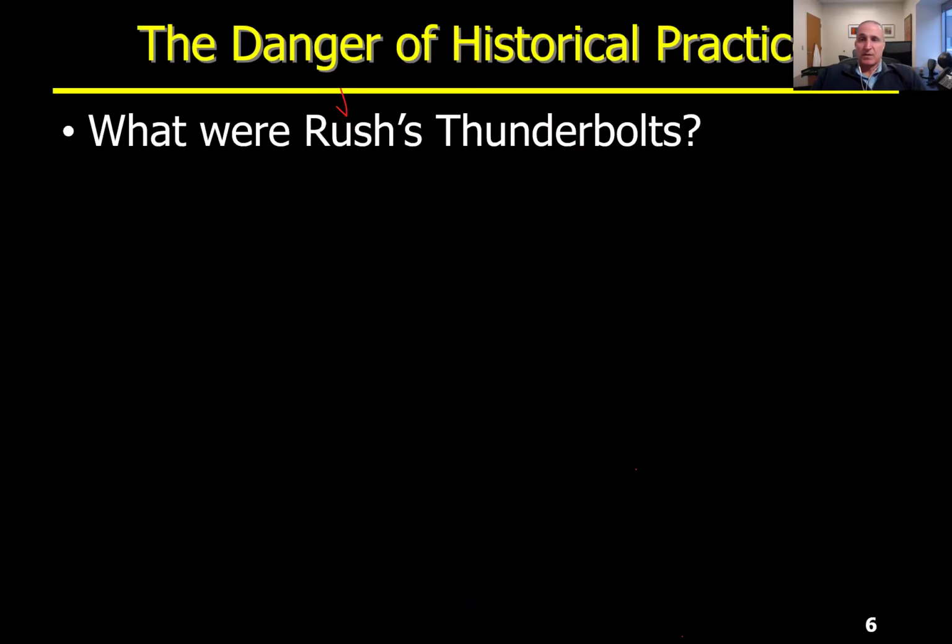What were Rush's Thunderbolts? Rush's Thunderbolts were a purgative cure-all for whatever ailed you that he patented and made a ton of money selling. The way they worked is they induced voluminous diarrhea to expunge the evil humors from your body. And they were used for anything that might ail you. If you had a fever, you needed a Rush's Thunderbolt. If you had abdominal pain, well, you need a Rush's Thunderbolt. If you fell and broke your arm, well, you need a Rush's Thunderbolt. They were used for everything.